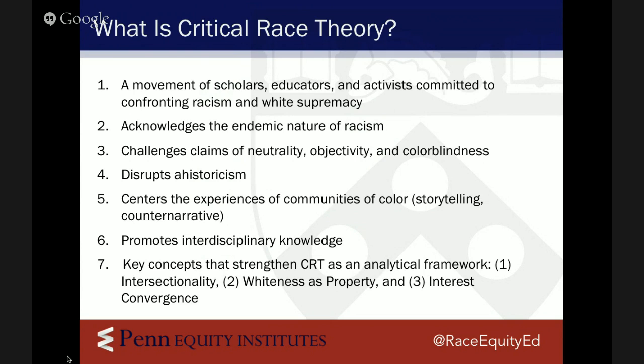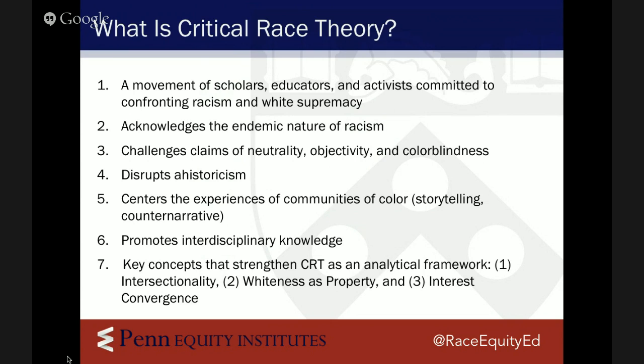The fifth tenet centers the experiences of communities of color. So a lot of literature on critical race theory focuses on counter storytelling and offering counter narratives, because these are more authentic and unique ways of not only representing communities of color, but acknowledging that they bring certain knowledges and understandings and histories to the table that often go unrecognized in mainstream literature and mainstream discourses.